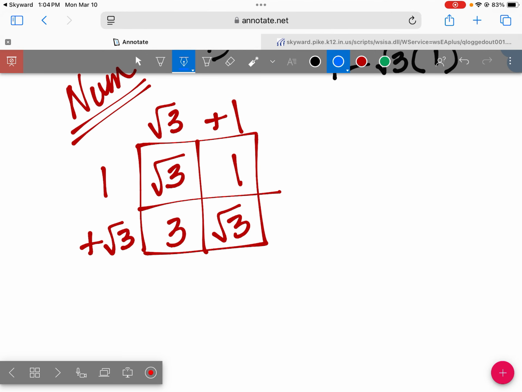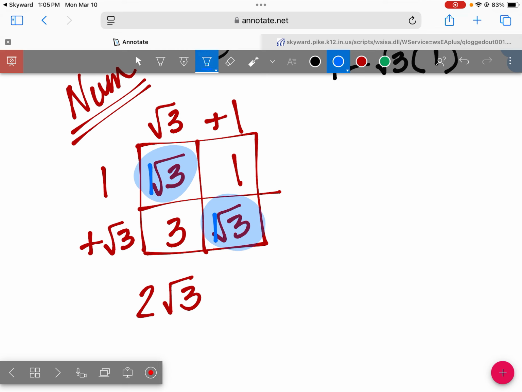So when you combine your like terms, I'm adding these two together, which is like saying 1x plus 1x. If I said what's 1x plus 1x, what would you say? 2x. So 1 root 3 plus 1 root 3 is 2 root 3.